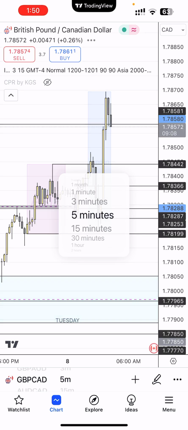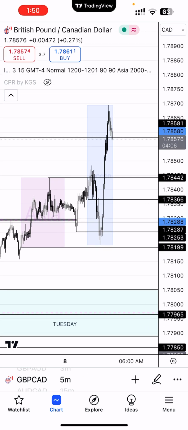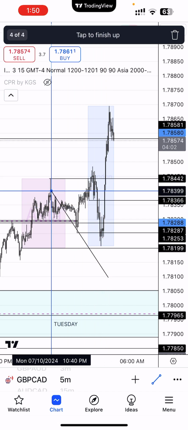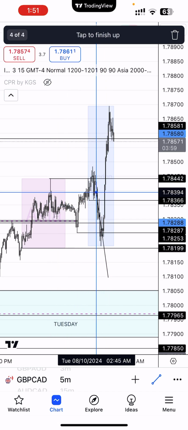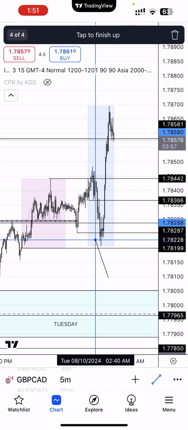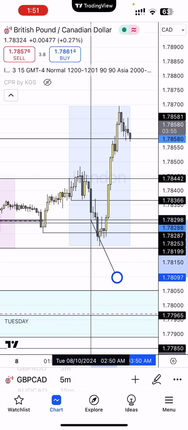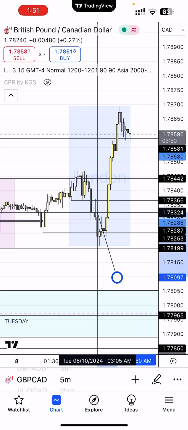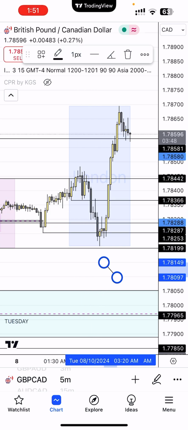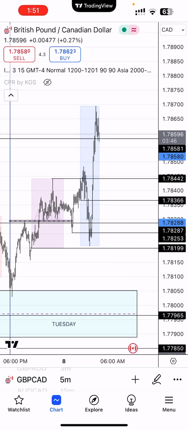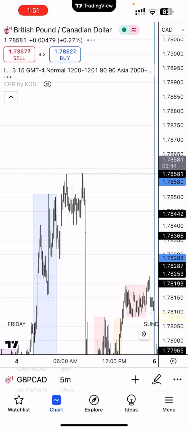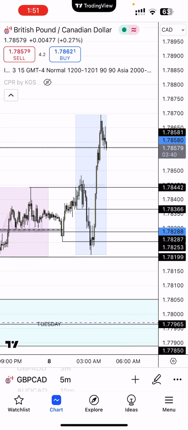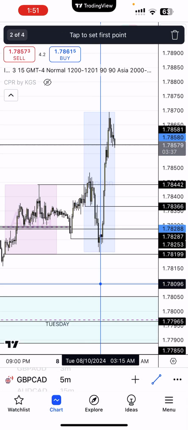So you can clearly see this is the Asian high, okay. This is the Asian high, and we are sweeping, and we are giving a market structure shift here, okay. This is the market shift area, and we came back to the breaker, and we started to come down, okay. I thought we were going to go down because on the left side we have a clear supply area, okay.